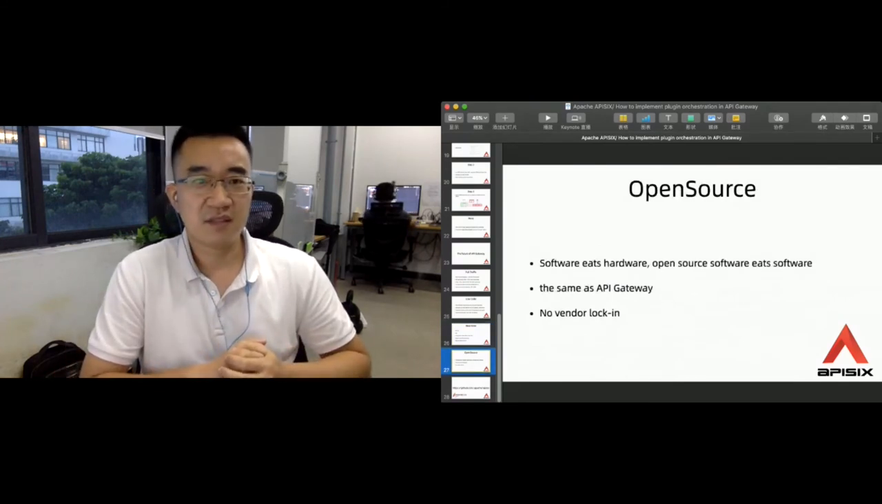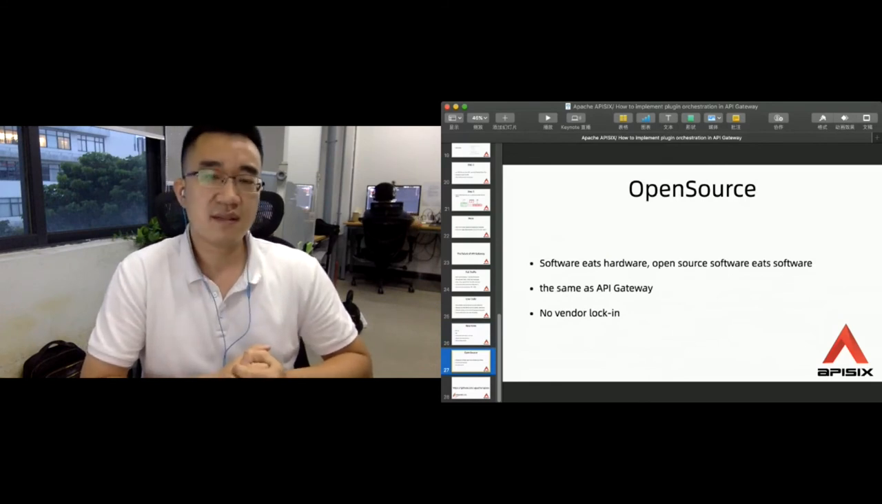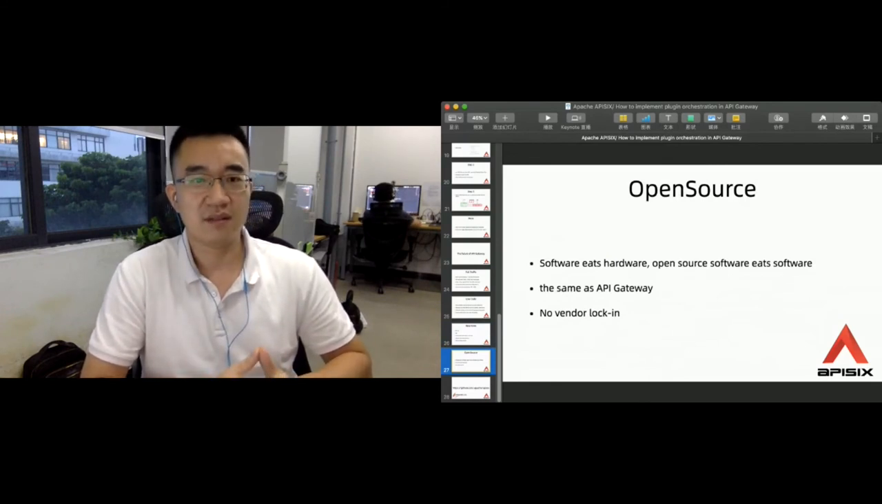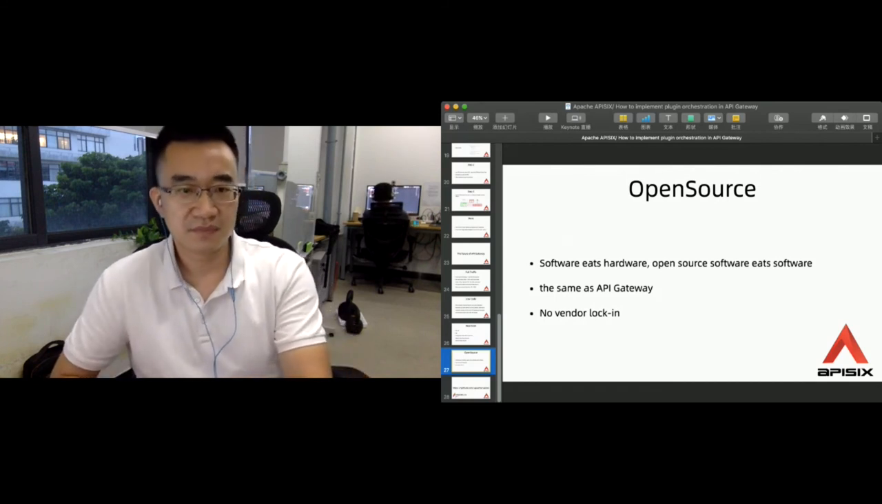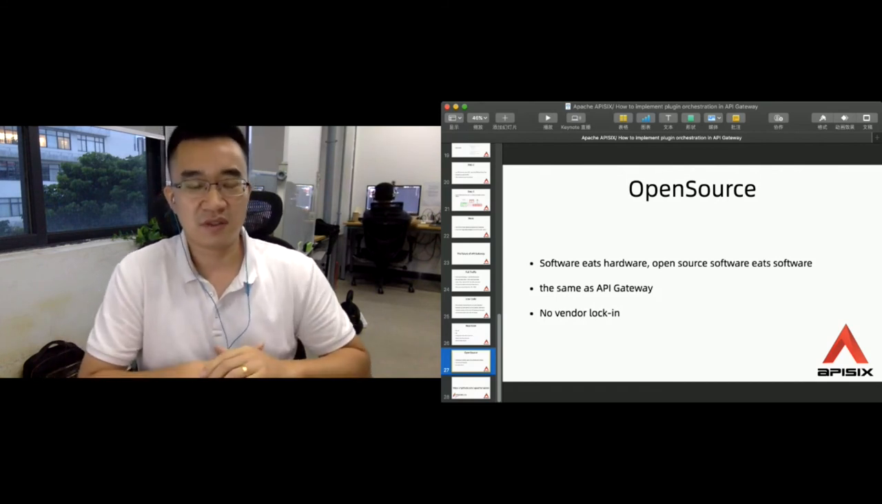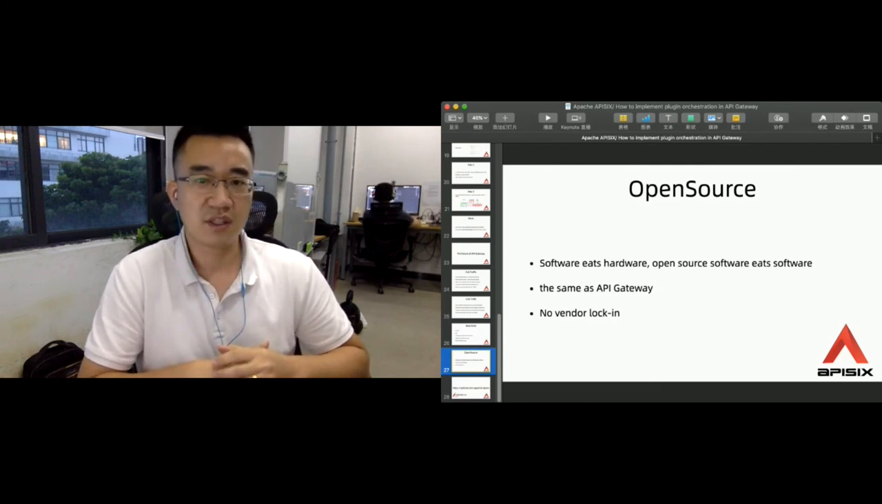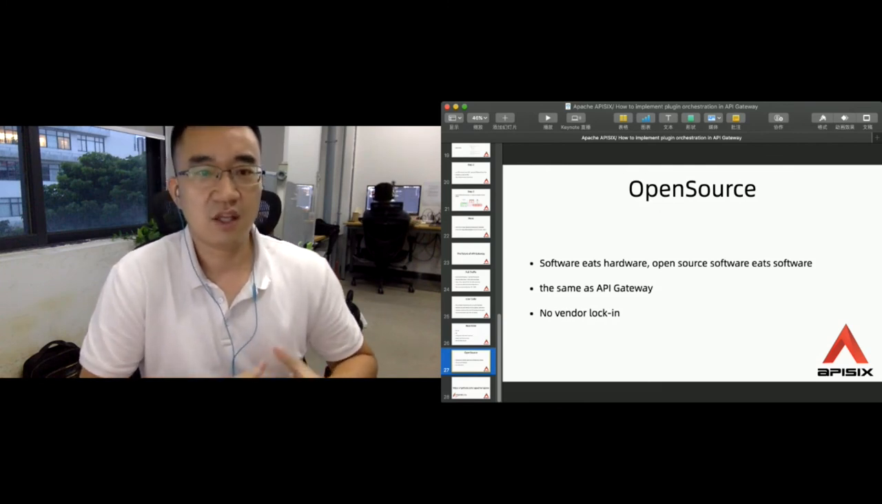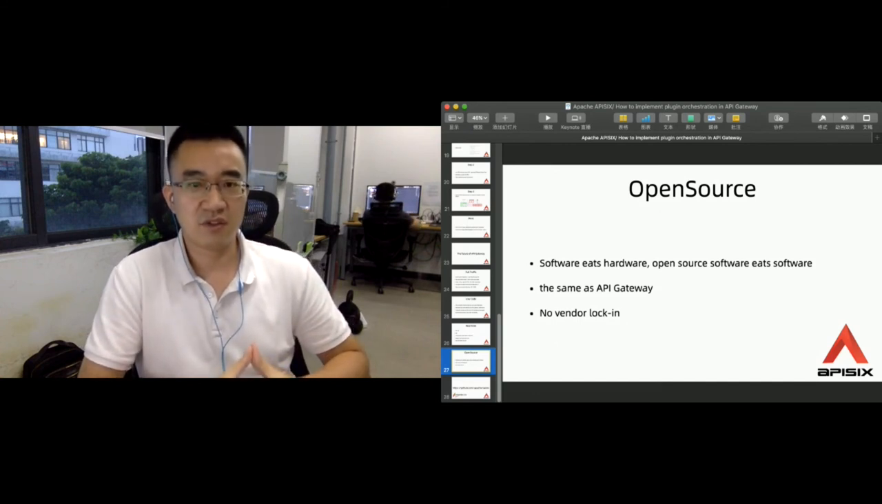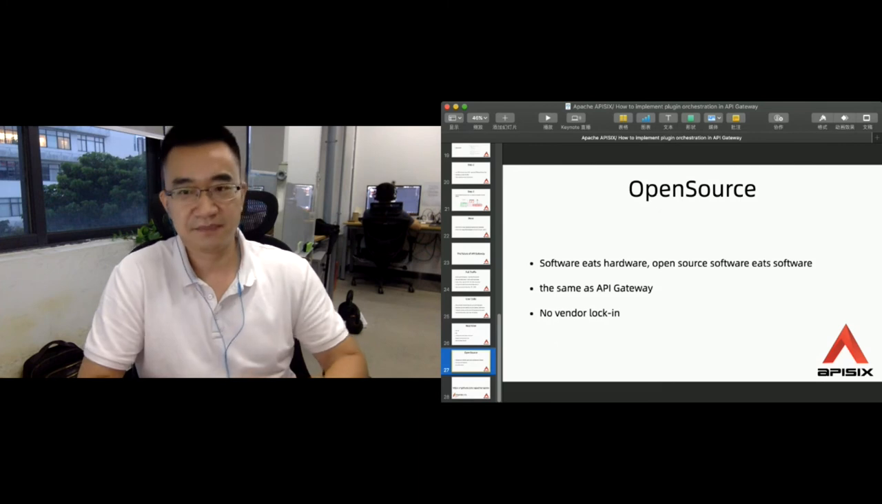Then the last but not the least is open source. We can see software is eating hardware and open source software is eating the world. In the end, all the infrastructure software will be open source. The same situation is true for APISIX. Open source allows companies to use it at a low cost without worrying about vendor lock-in. Moreover, the commercial opportunities for open source will also bring more to open source developers. This is a good model for a win-win situation.